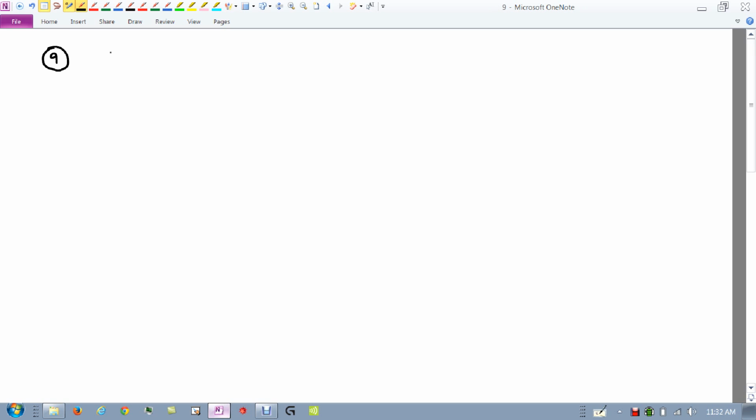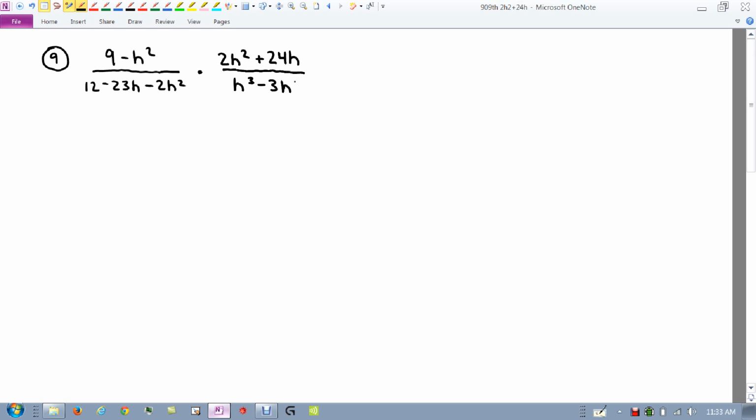Ooh. 9 minus h squared over 12 minus 23h minus 2h squared divided by something. Now, I'm going to go ahead and flip it and change it to multiplication just to save myself a little bit of time, but just keep in mind that the way it appears on the review, I have flipped it and changed it.